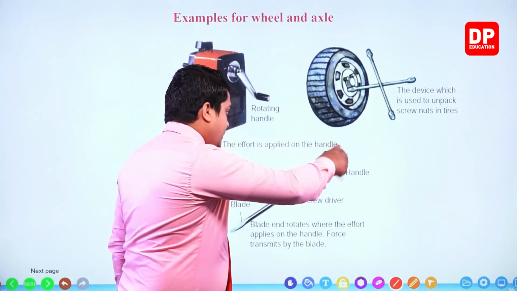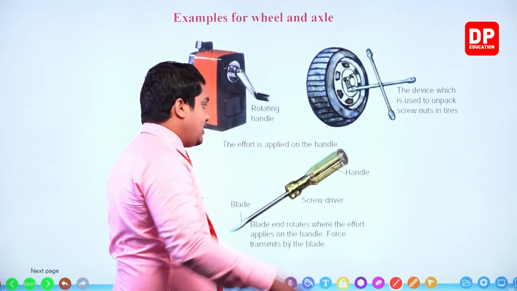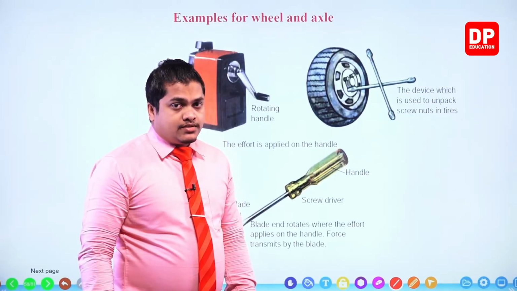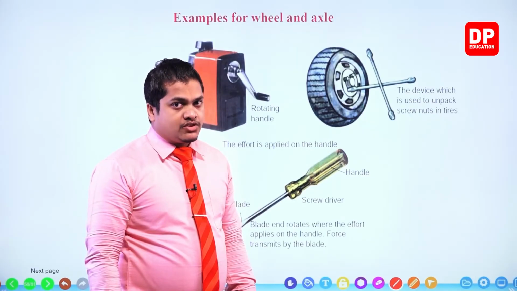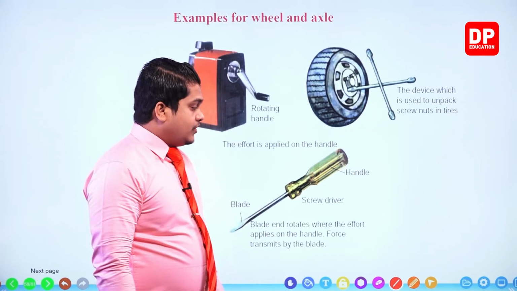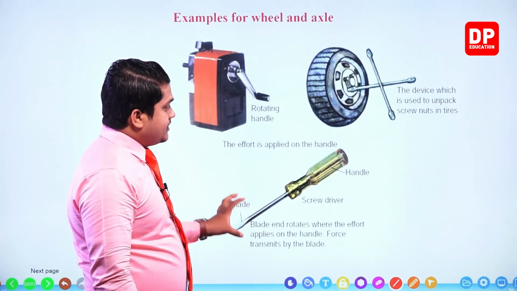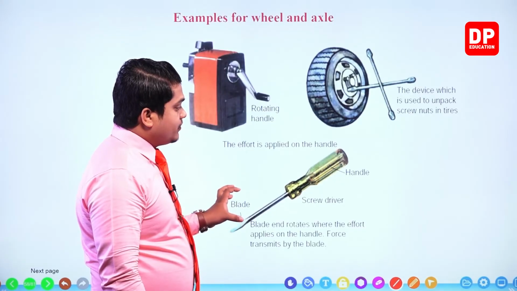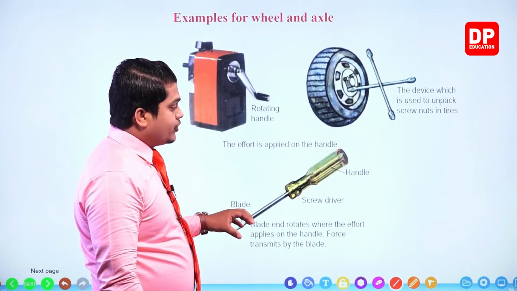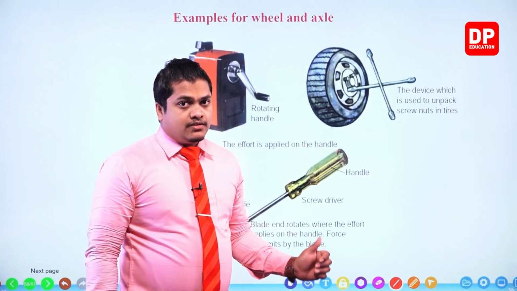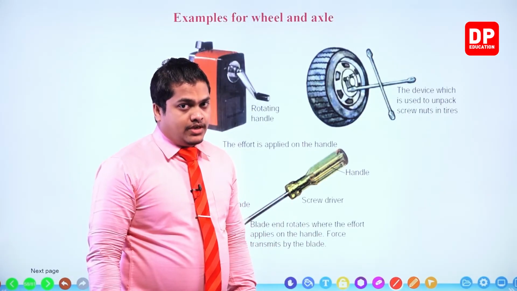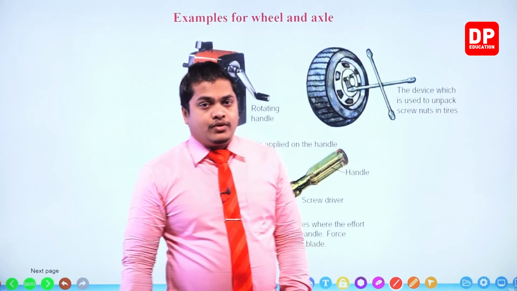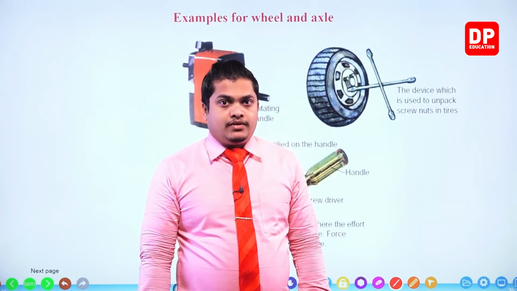So when giving out a certain force on the handle and rotating it, the blade is going to do the work for us. That means unscrewing the screws, right? So this is the screwdriver, my dear children. We use the screwdriver in order to remove screws from a certain surface. Okay, so these are the examples for the wheel and axle. I hope that you got the idea about wheel and axle as well.